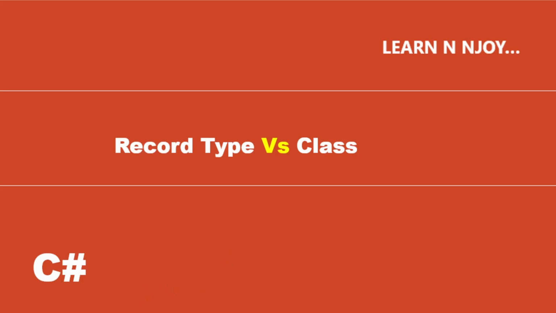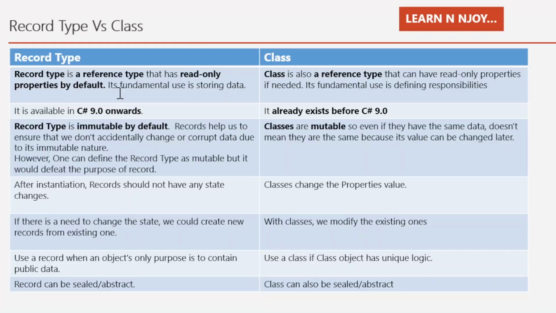Record type versus class. Here we are going to see the difference between record type and class. That's what I have written, record type versus class. So in record type, number one, record type is a reference type that has read-only properties by default. Its fundamental use is storing data. Whereas class is also a reference type that can have read-only properties if needed. Its fundamental use is defining responsibilities.